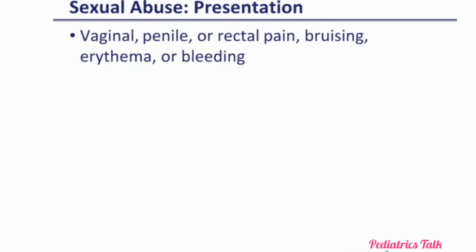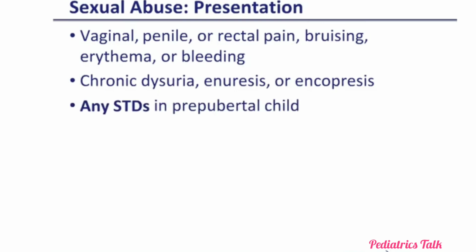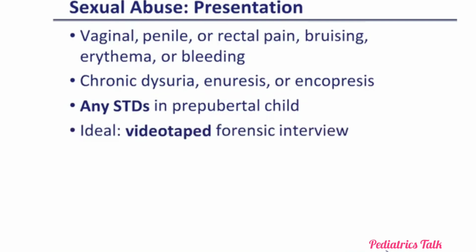The presentation is basically either vaginal, penile, or rectal pain, bruising, erythema, bleeding, or any other acute evidence of trauma. Keep in mind that some less common presentations, and again for one which you have to have a higher index of suspicion, involve things like chronic dysuria, chronic enuresis, or encopresis. But certainly the statement that we can make absolutely is any sexually transmitted disease in a pubertal child is always sexual abuse. Based on our history and physical examination, the best method of handling this is immediate referral to Child Protective Services and the police, because our best examination is a videotaped forensic interview.